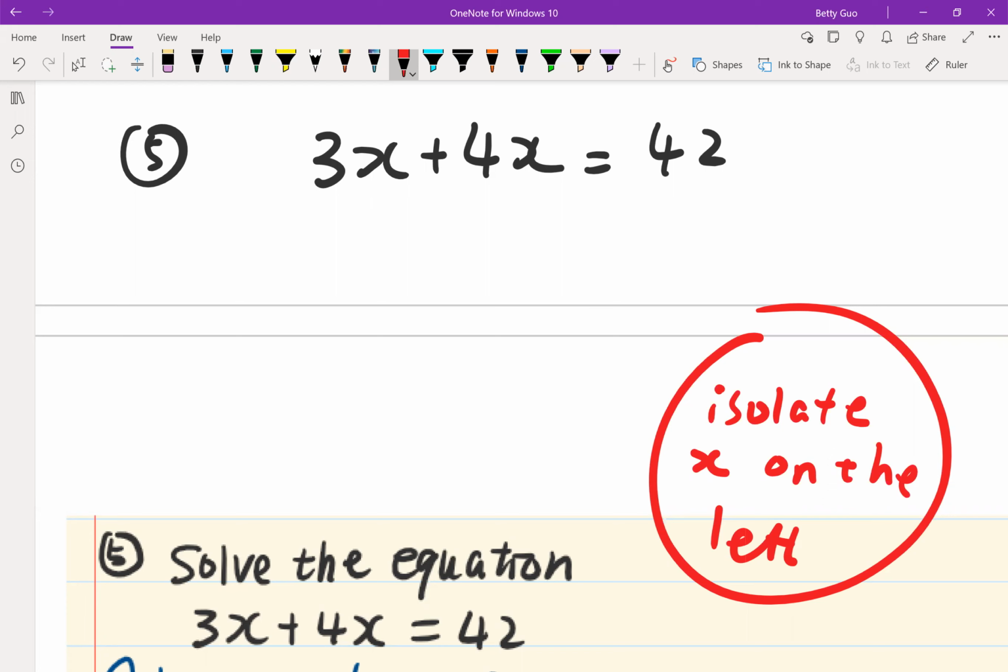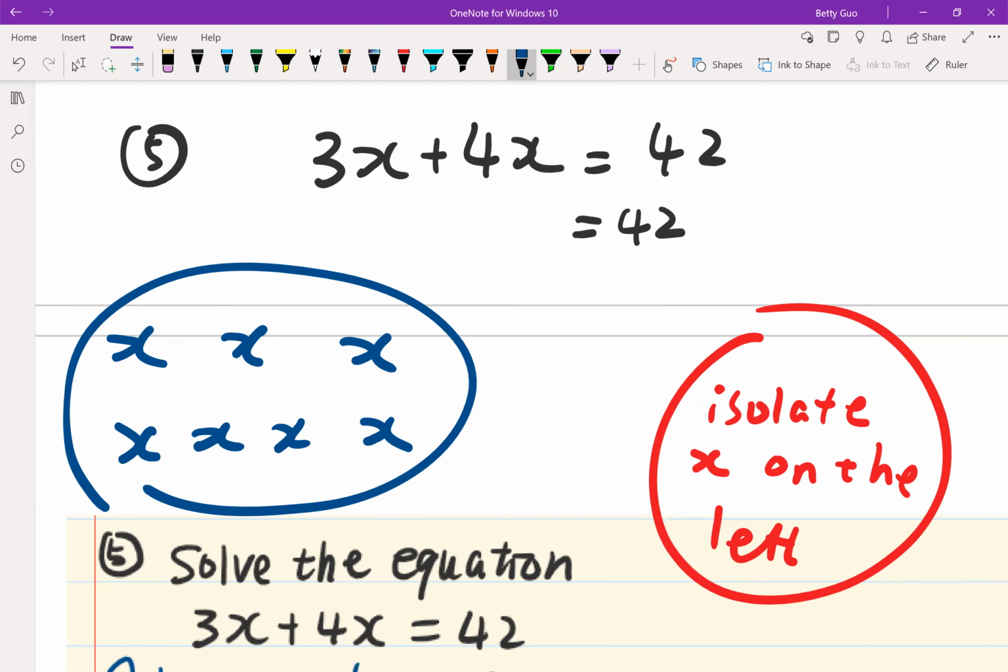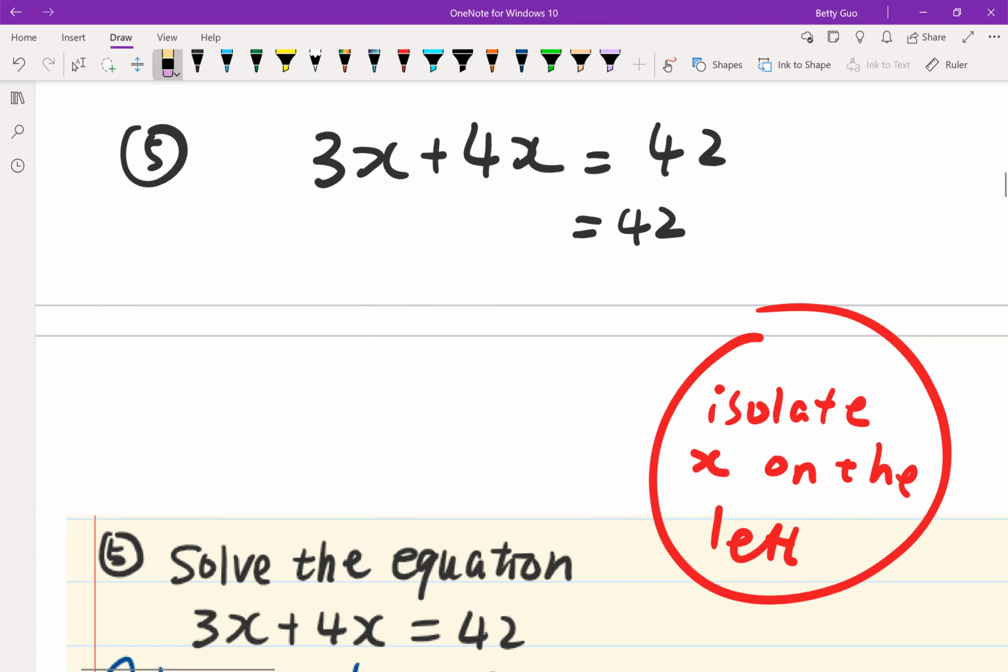We have a guideline. Remember when we learned this part, the first step is to simplify each side of the equation separately. The right-hand side is already very simple. It's just a constant 42. Left-hand side, 3x plus 4x. What is 3x? 3x means you have 1, 2, 3 x's. And what is 4x? You have 1, 2, 3, 4 x's. So together you have 7x, right? 3x and 4x are like terms. We can combine them by combining their coefficients. So we have a 7x on the left.